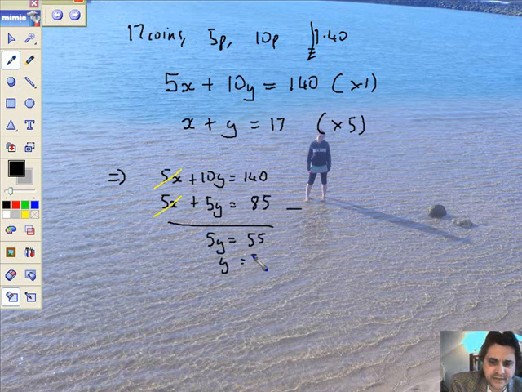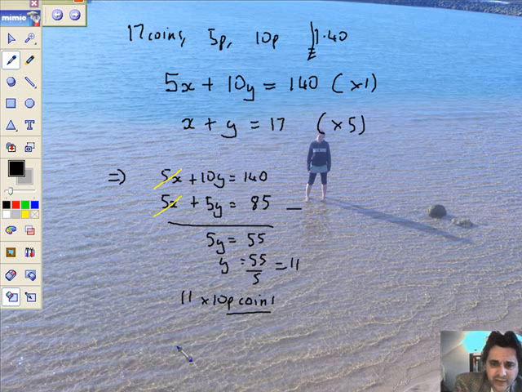So y is 55 over 5, which equals 11. Therefore I have 11 10p coins. Is that alright? That's what I've got, because y is the number of 10p's. Okay, so I've got 11 for y.